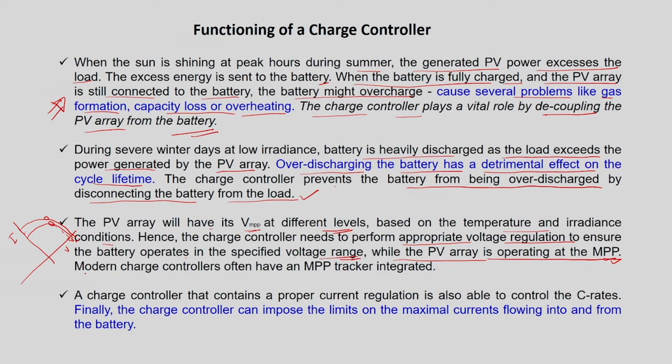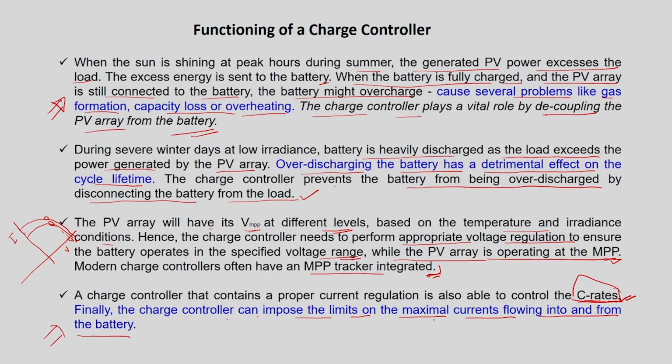Of course, modern charge controllers often have an MPPT tracker integrated. If this MPPT is integrated, then it is not a problem, it will operate at the maximum power point. A charge controller that contains proper current regulation is also able to control the C rate. Finally, the charge controller can impose limits on the maximal current flowing into and from the battery.